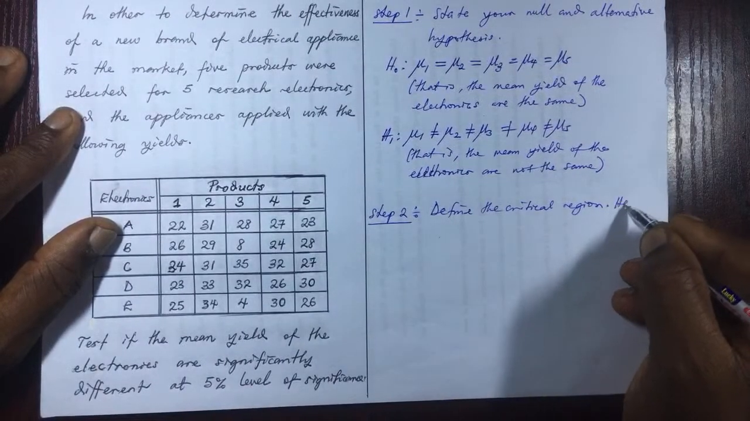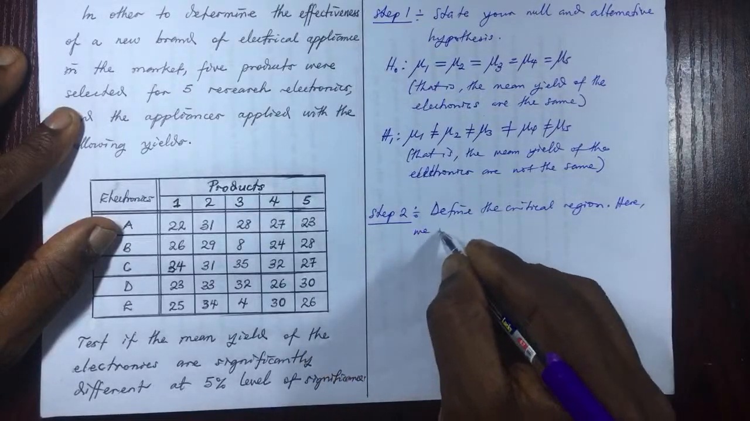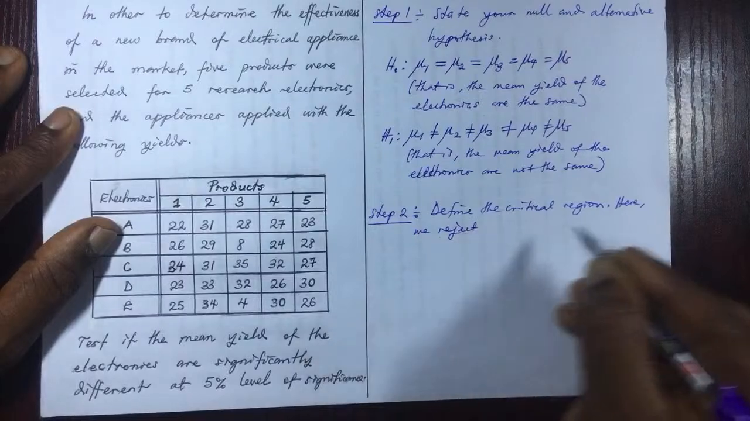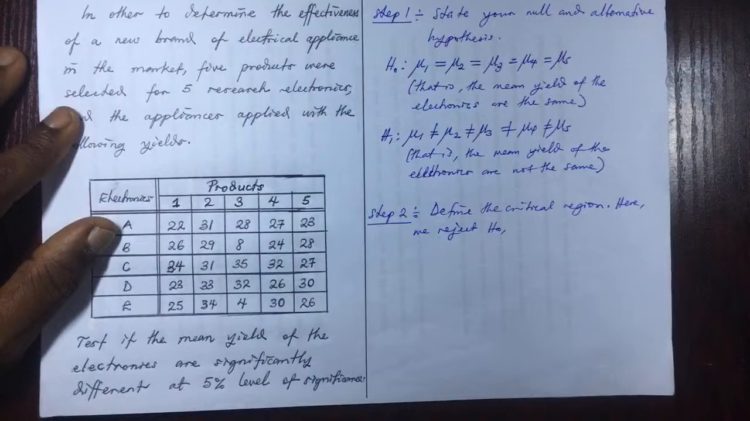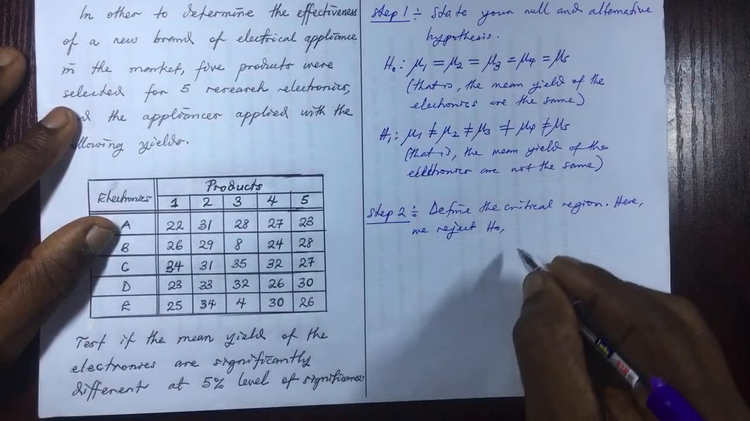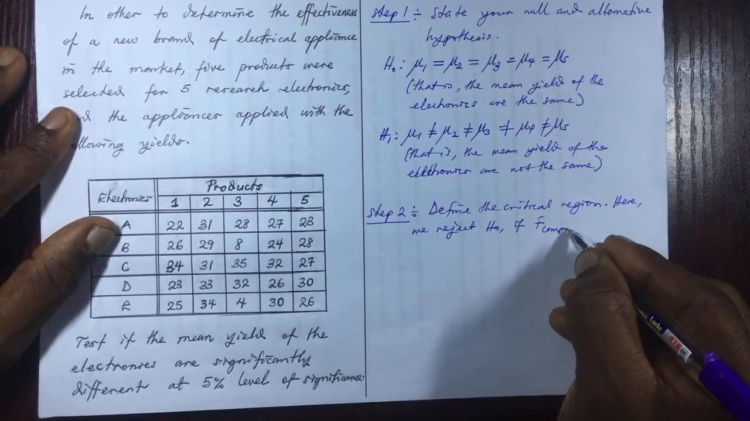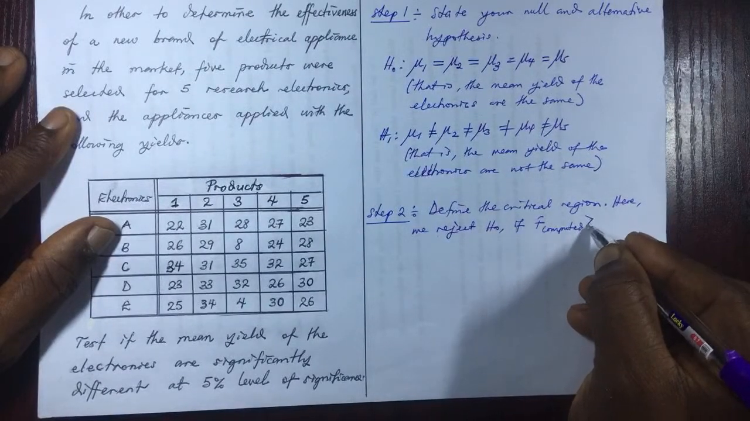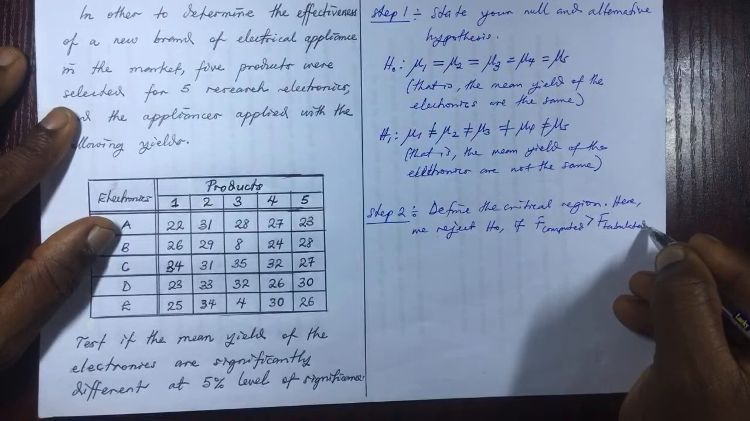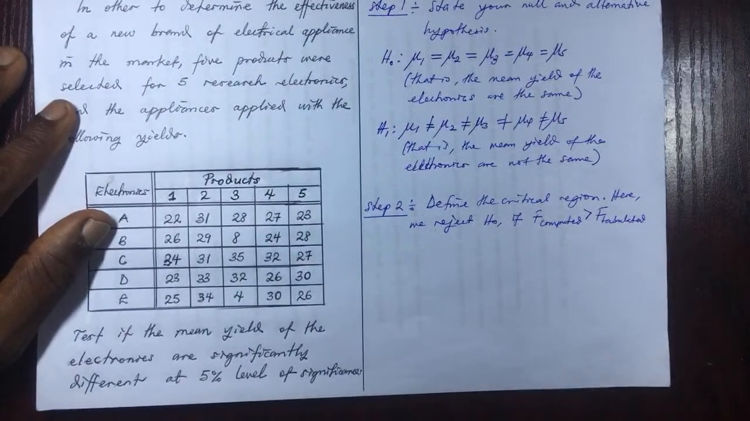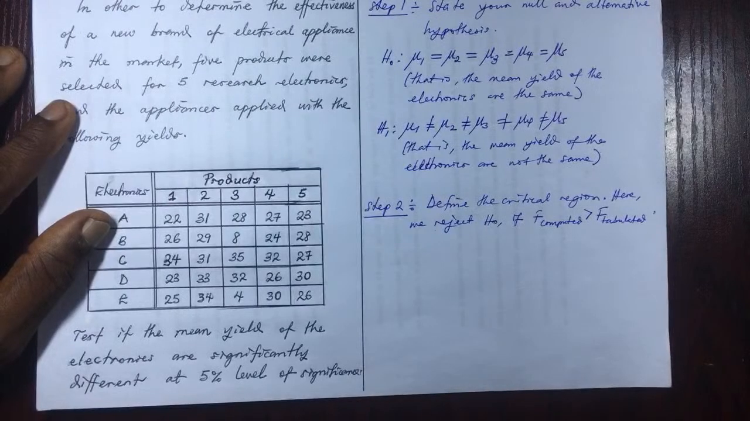Here, what we shall be doing is stating under what condition we reject our null hypothesis. So I'm going to say here, reject H0 if your F computed value is greater than your F tabulated value. So if your F computed value is greater than your F tabulated value, reject the null hypothesis. This will be the critical region.